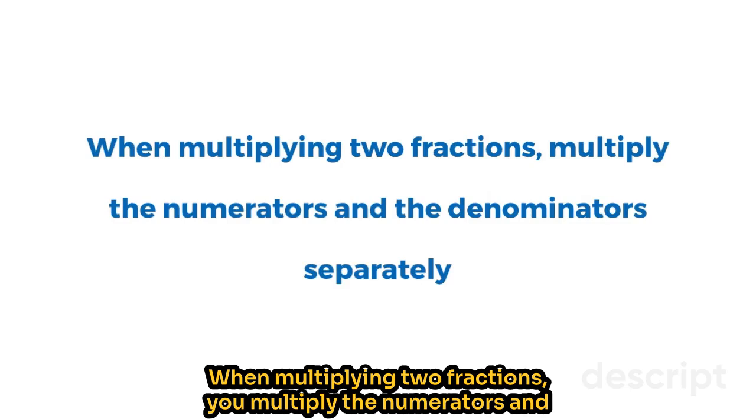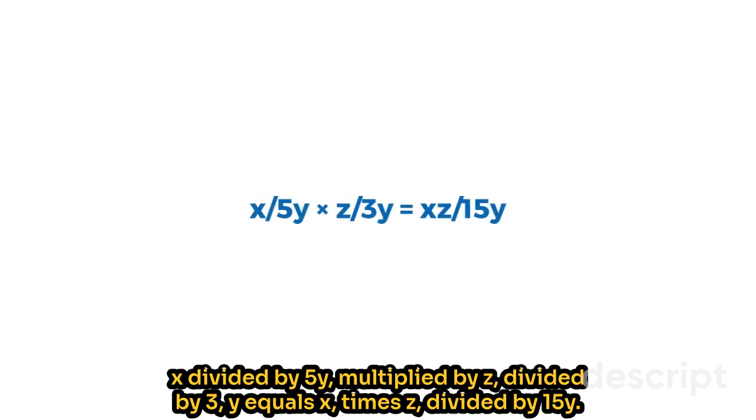When multiplying two fractions, you multiply the numerators and the denominators separately. x divided by 5y multiplied by z divided by 3y equals x times z divided by 15y.